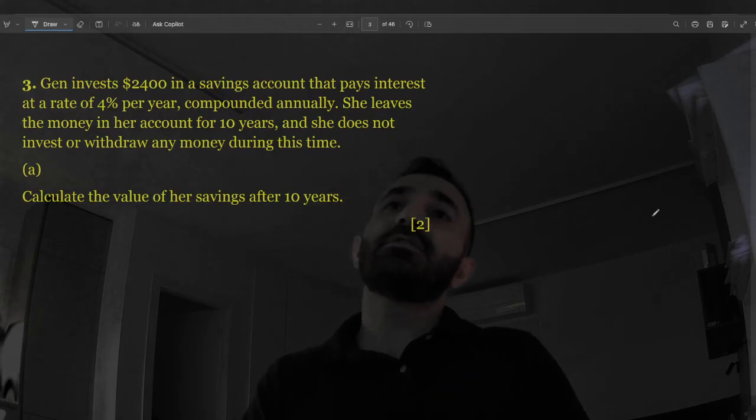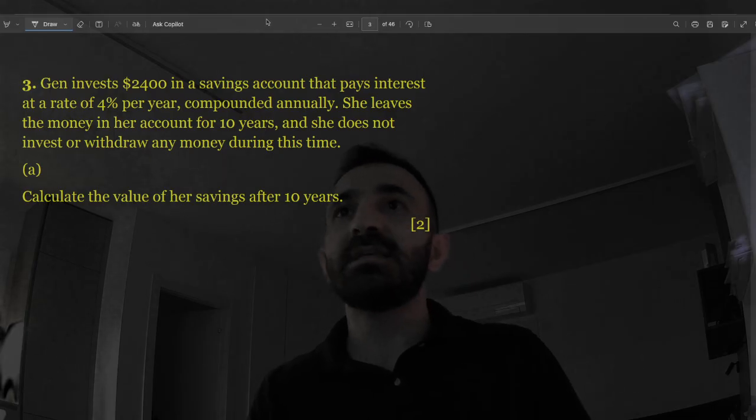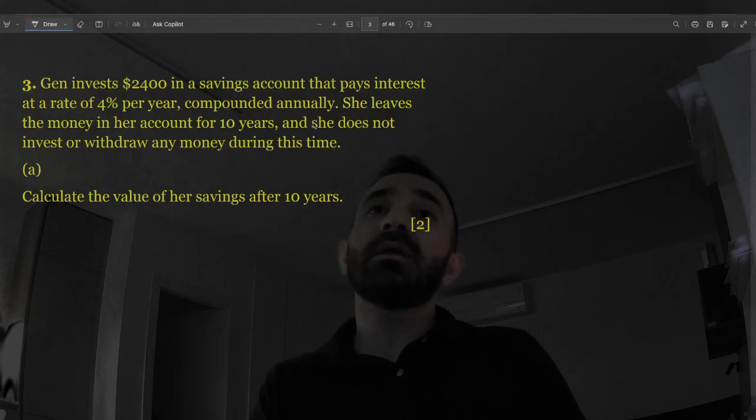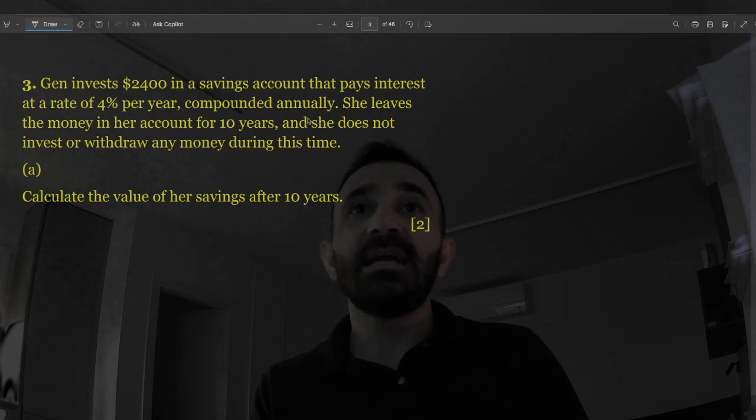Question number 2 here. Jen invests $2,400 in a savings account that pays interest at a rate of 4% per year, compounded annually. She leaves the money in her account for 10 years and she does not invest or withdraw any money during this time.